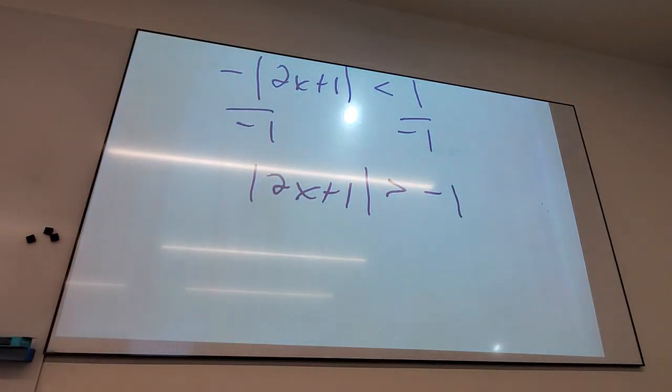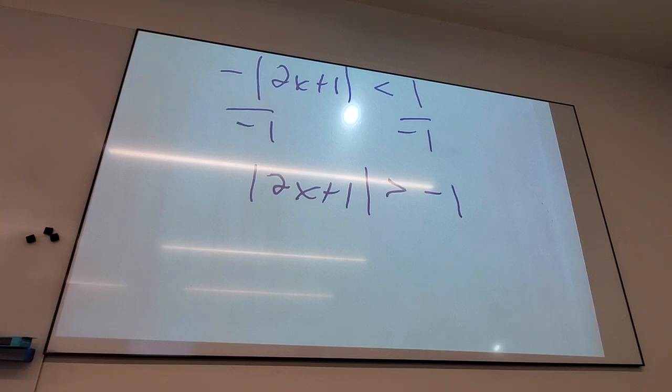Do y'all agree that one side of this inequality says the absolute value of a number? Absolute value 2x plus 1. That's the absolute value of a number. So what's the whole thing say? It says the absolute value of a number is bigger than -1. Is it ever possible for that to not be true? What's always true about an absolute value? What's the smallest that an absolute value could be? 0. Is it ever the case that an absolute value of something would be less than -1?